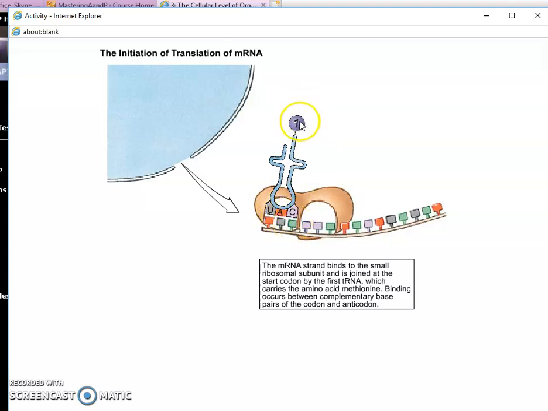And we know this had to be methionine because something about bringing methionine to this small subunit causes the heavy subunit to surround it, and then we can start reading the rest of our messenger RNA. So this first step is called initiation.